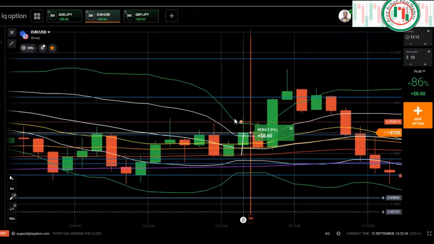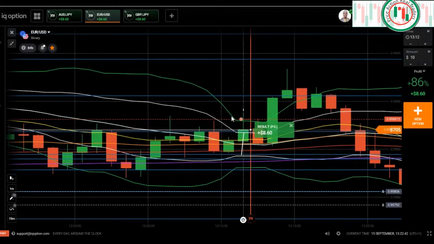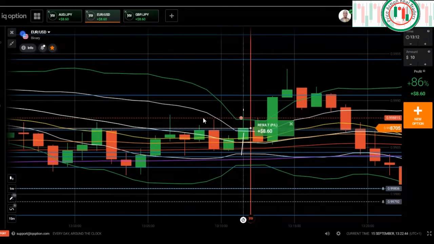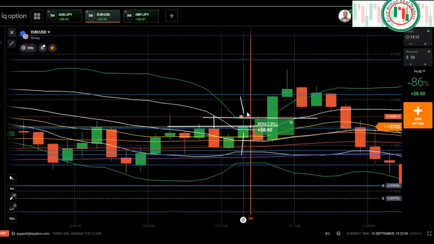Then I try to get a margin of safety because I know this candle must be green. So that's why I try to get a margin of safety to place my trade above here, above this engulfing wick. I know definitely it will close below this engulfing wick. So that's why I place my trade, a put option, after the market pushes up.